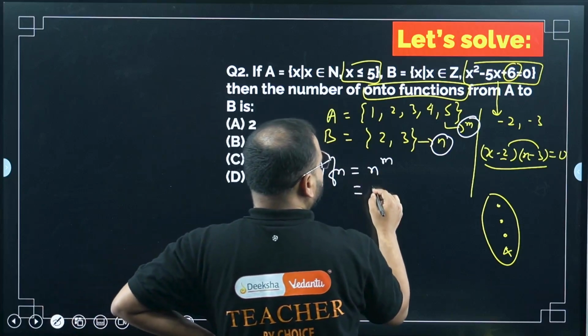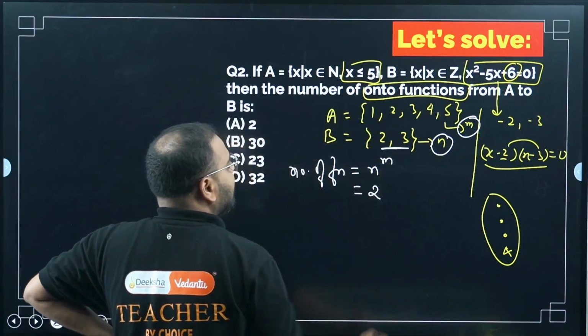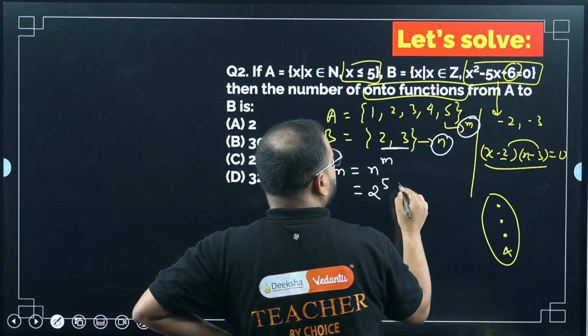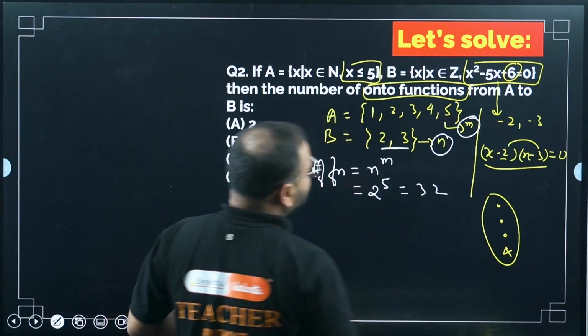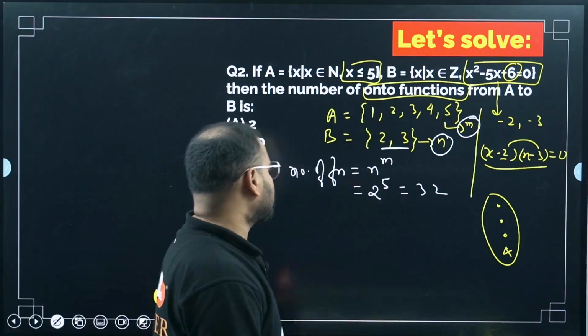Now what will this be? If I write this, it will be 2 power 5, since n is nothing but 2. There are 2 elements in B, and the power is 5, so 2 power 5. So 32, I think 32. 2 into 2 into 2 is 8, into 2 is 16, into 2 is 32. Correct, sir. 2 power 5.